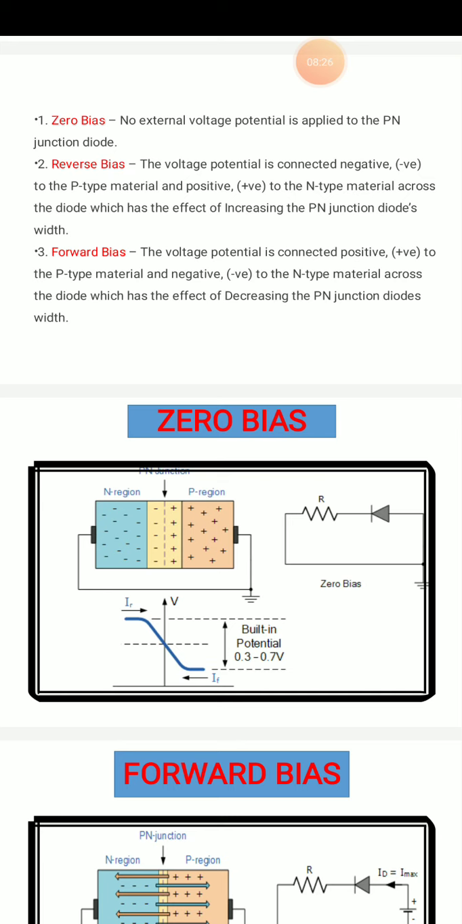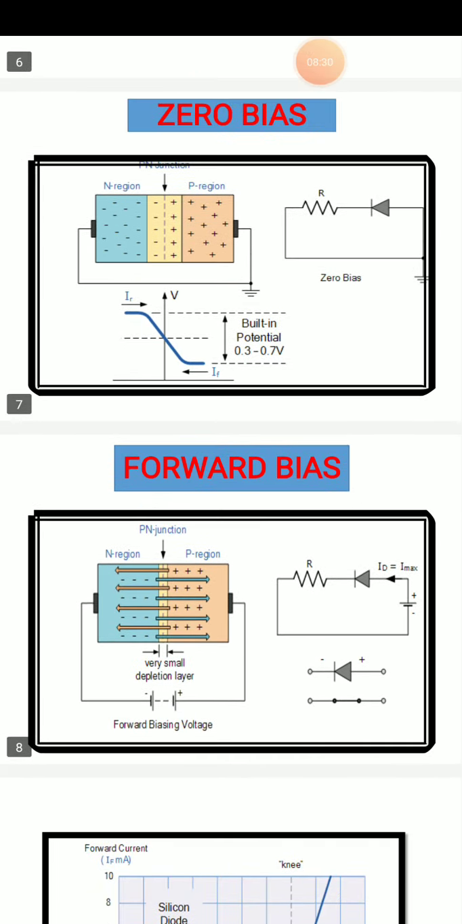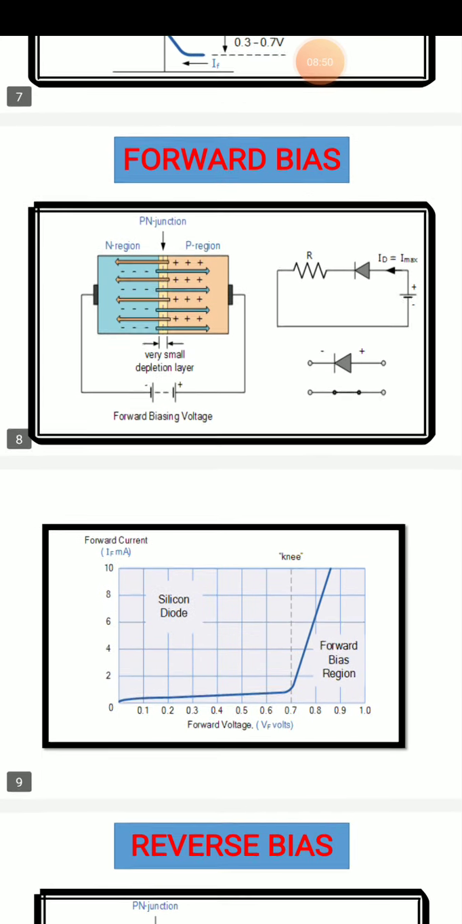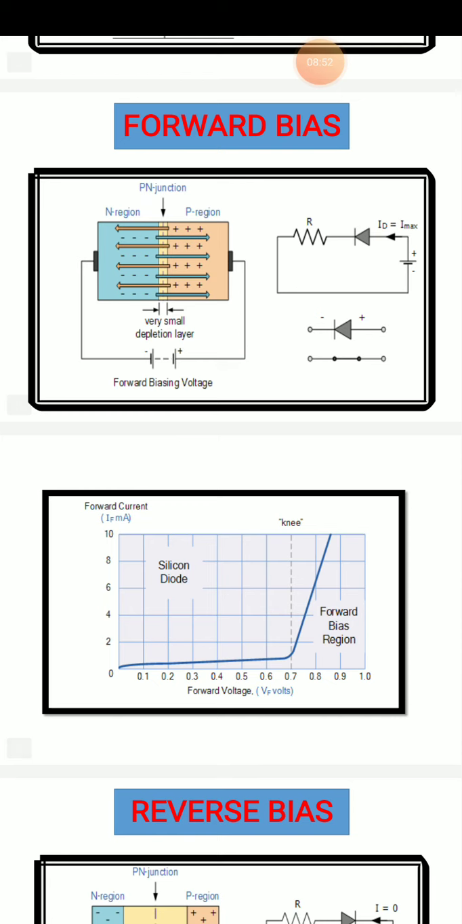So we will see the circuit diagrams. First one is zero bias. We are not applying any extra or additional voltage source between the P region and the N region. So we say it is zero bias, or the ideal condition of the PN junction diode. Next is the forward bias. First we will see the forward bias, then we will go for the reverse bias.